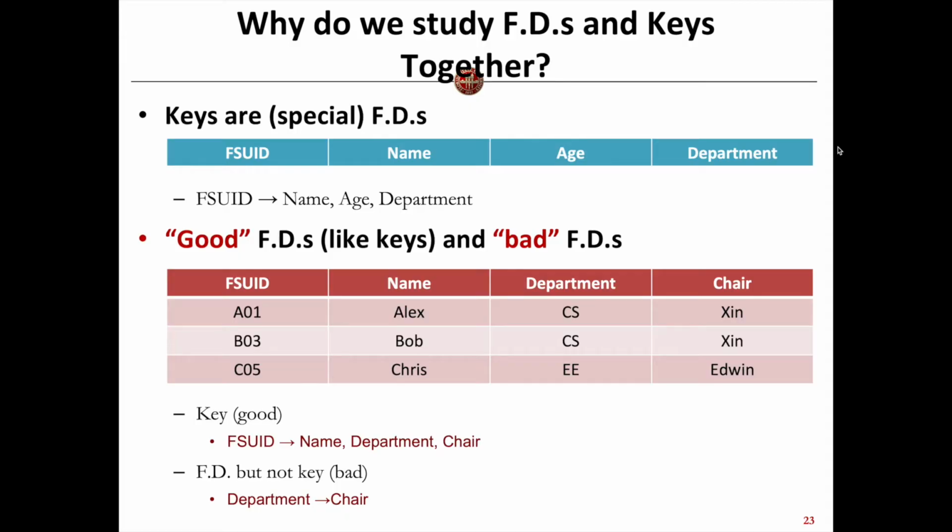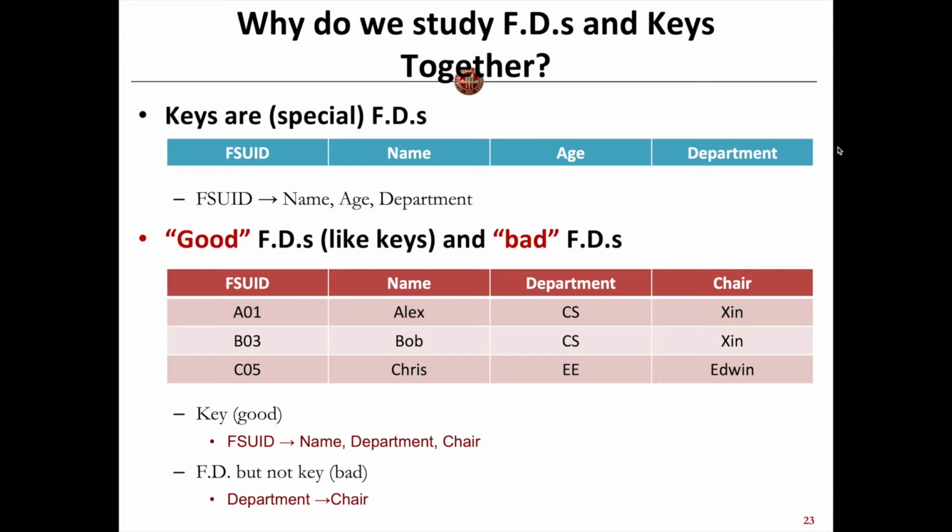Okay, so we have introduced the closure attributes and the closure FDs, and we also provide you with some examples and algorithms to calculate the closures as well. And we also provide you with some examples about how to use the closure FDs and the closure attributes to help us decide the keys of the relations. And you may wonder, why do we need to study the FDs and the keys together?